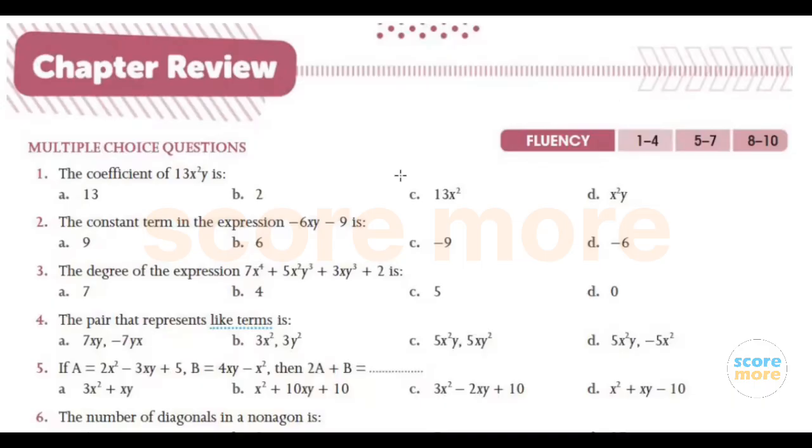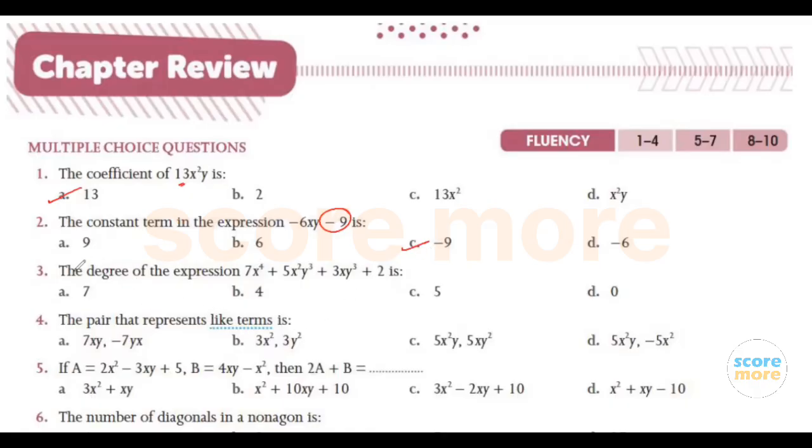I am your Ayush sir, and आज हम शुरू करते हैं chapter review of chapter number 5, that is algebraic expressions. Now, first question: the coefficient of 13x square y is. तो बच्चों में सिंपली चेक करना है what is the numerical coefficient of 13x square y, that is 13. So A part. Second question: the constant term in the expression minus 6xy minus 9. So constant term is minus 9. So answer is C part.